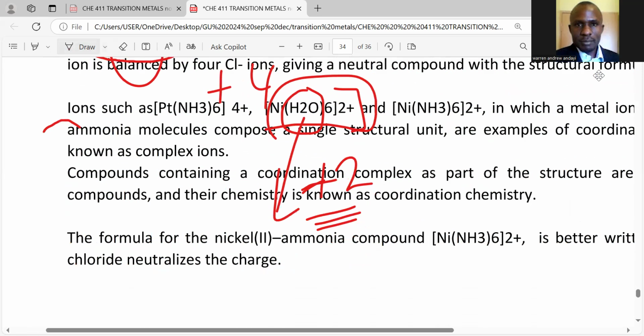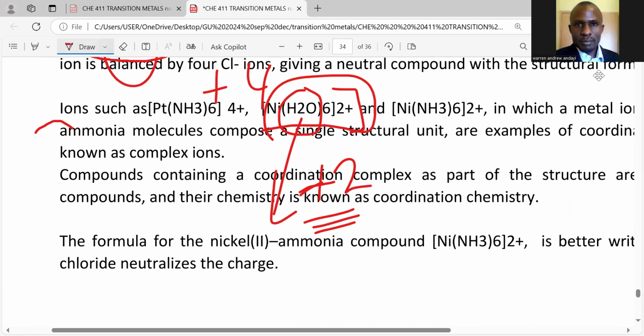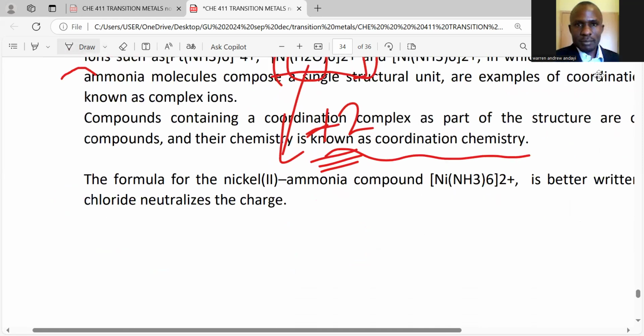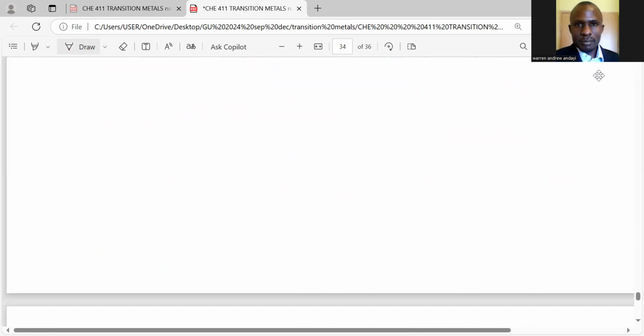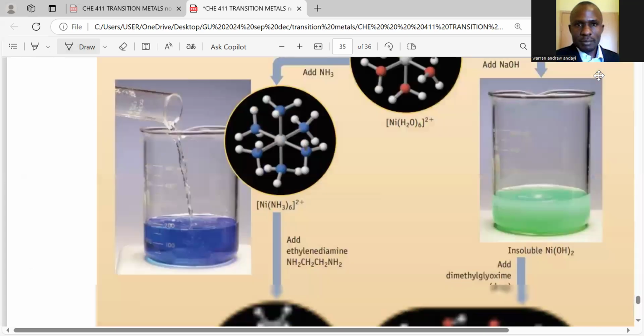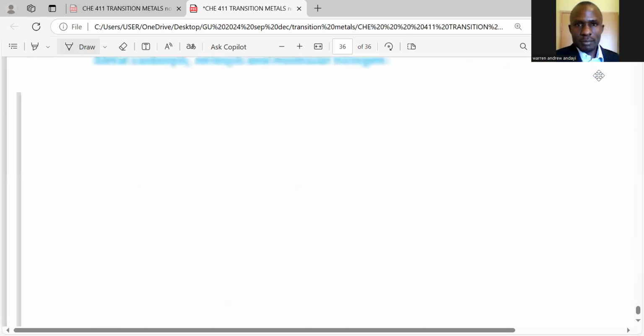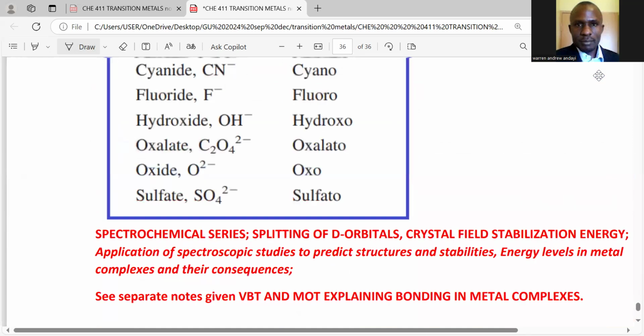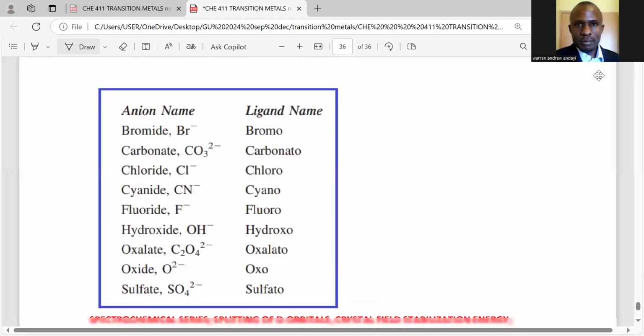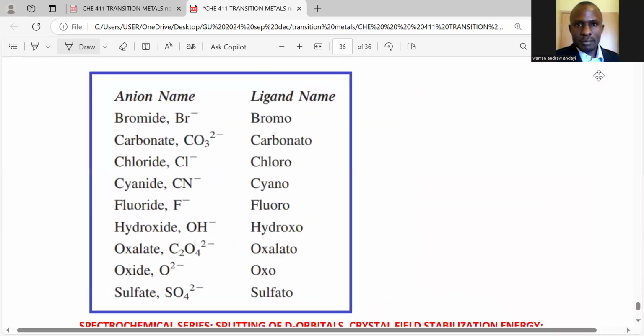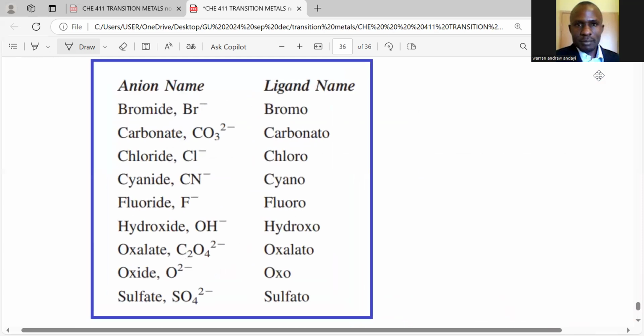So in the future, when you study complexes, you'll learn something called coordination chemistry, okay? So that is for your future. I want us to conclude with this interesting procedure. And before we go to that, I just want to review how you name ligands.